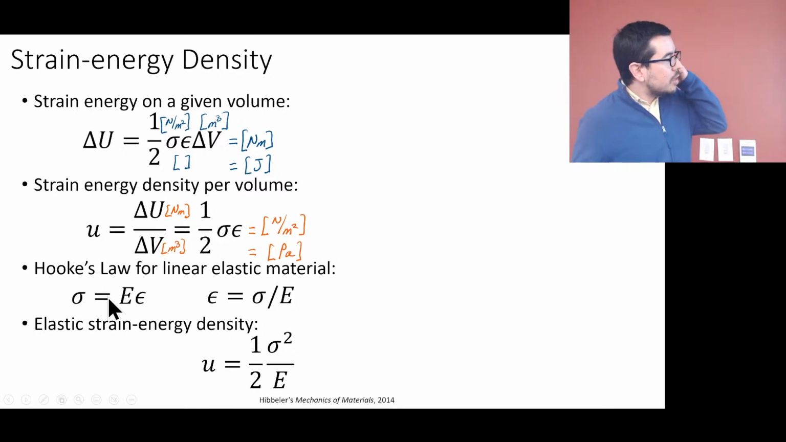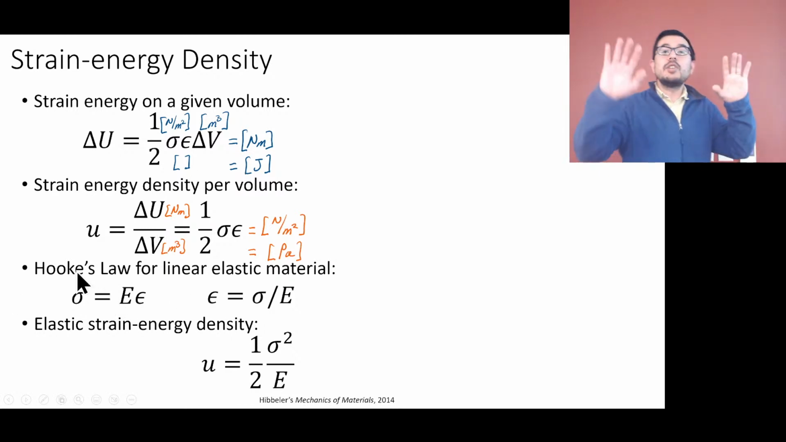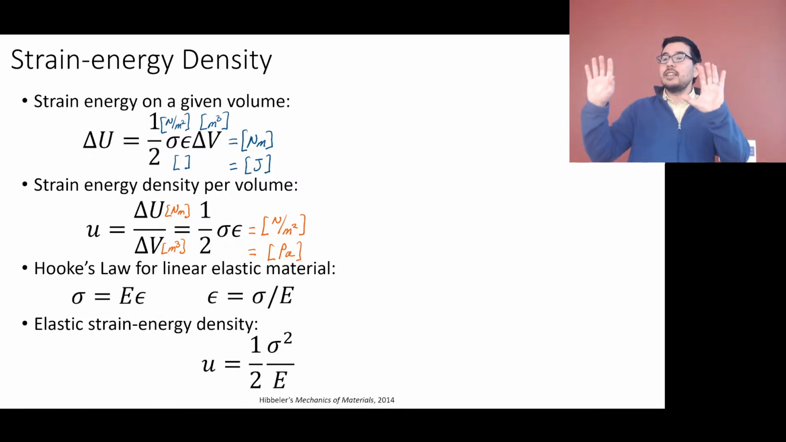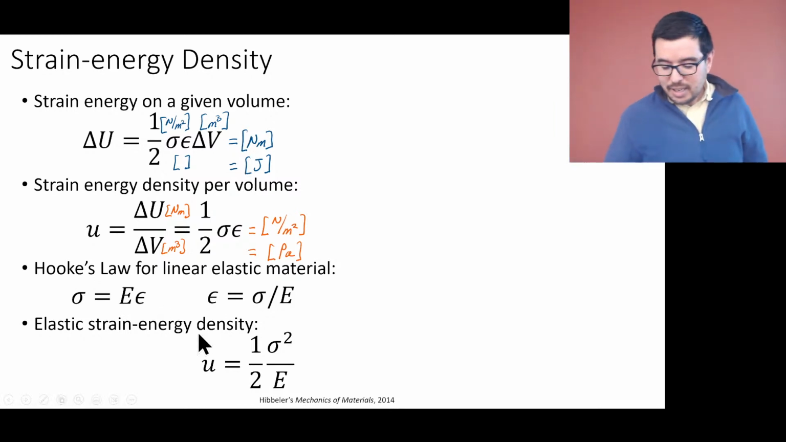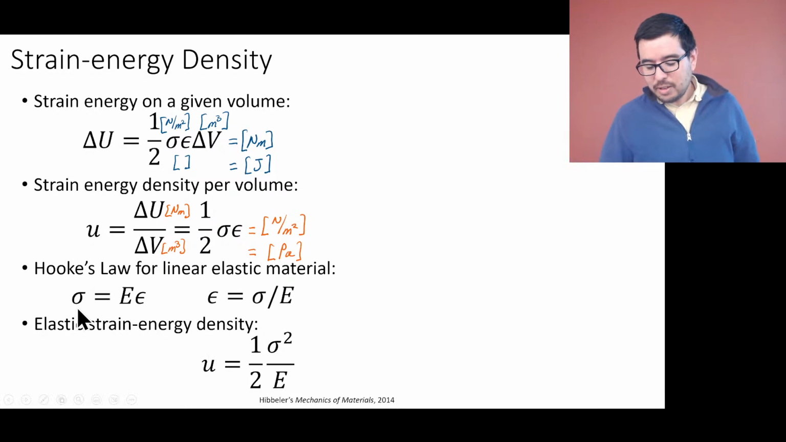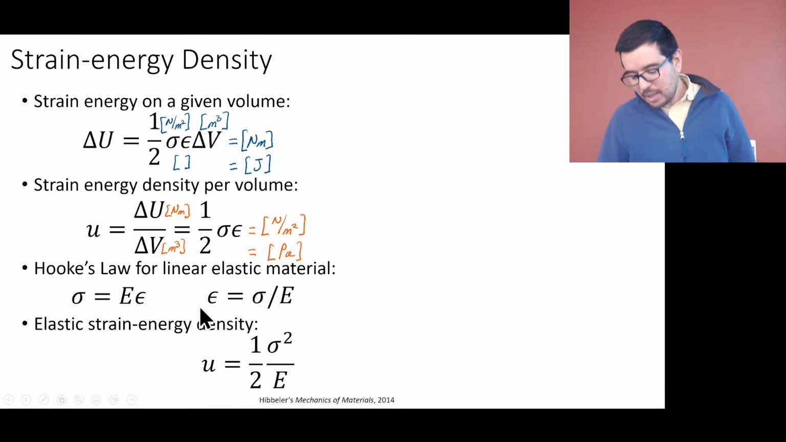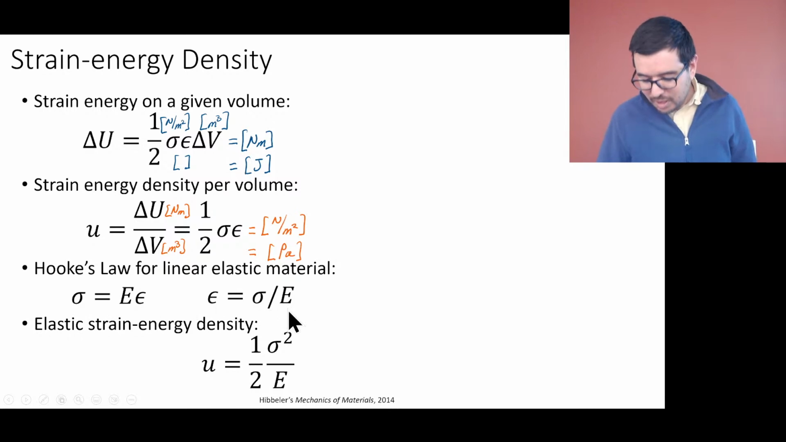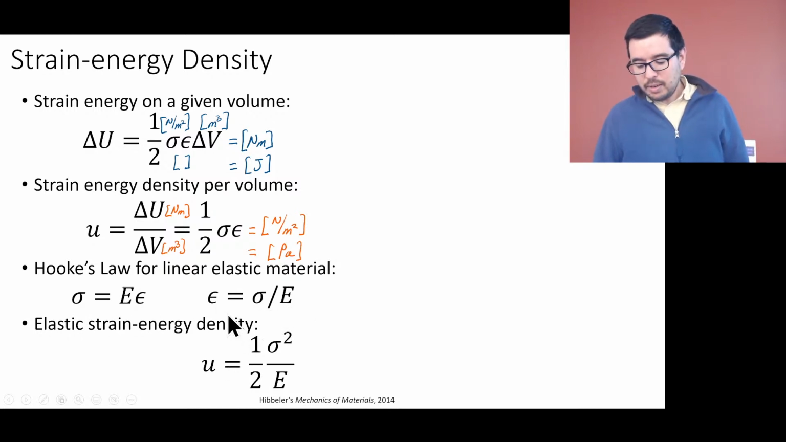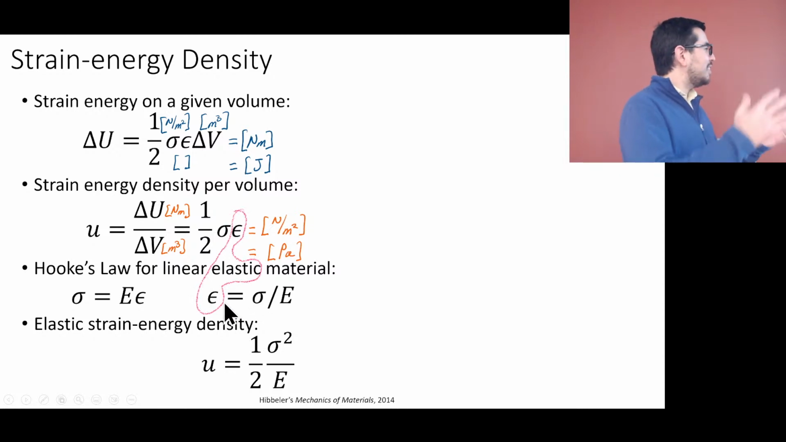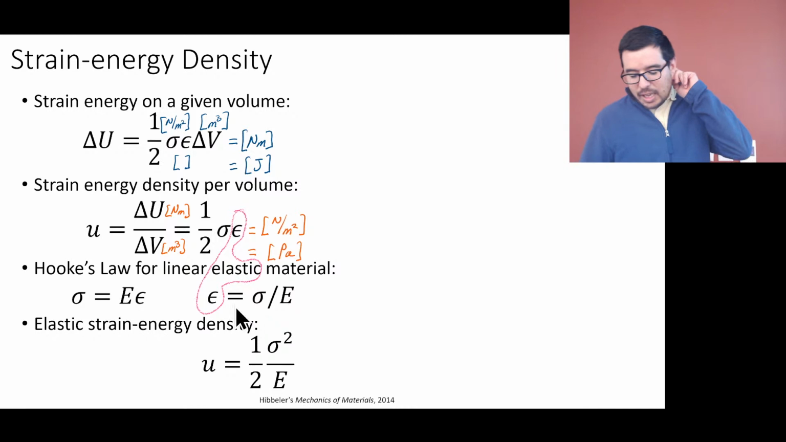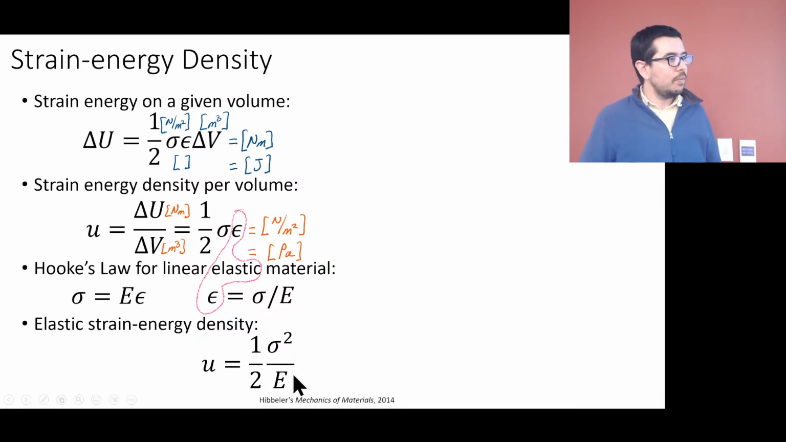Let's now remember Hooke's law. We're going to assume we're in a linear elastic regime, so that we can apply Hooke's law. So sigma is equal to E epsilon. We rearrange that: epsilon is equal to sigma over E. Now we can plug this in, and we have this interesting term for elastic strain energy density equal to 1/2 sigma squared over E.